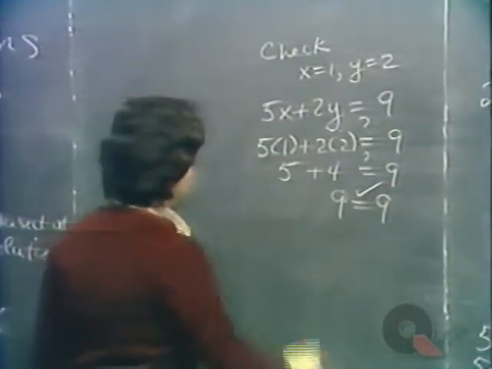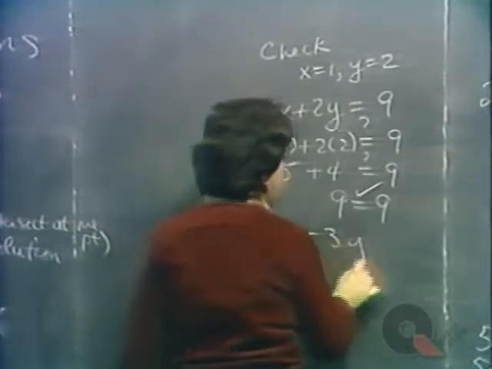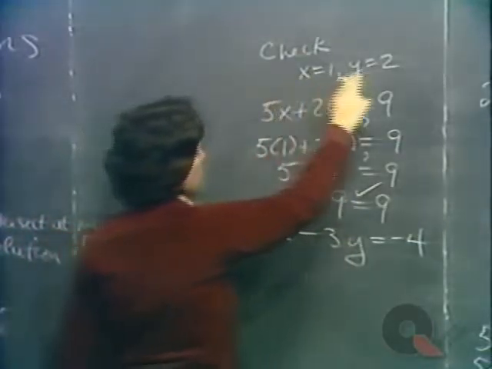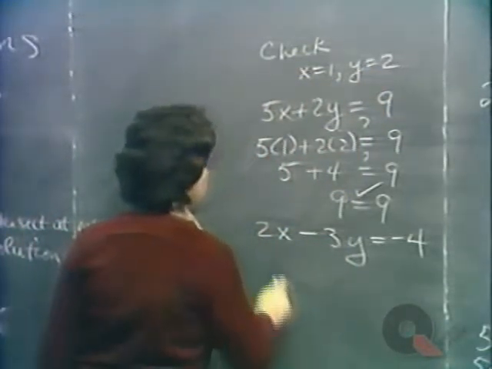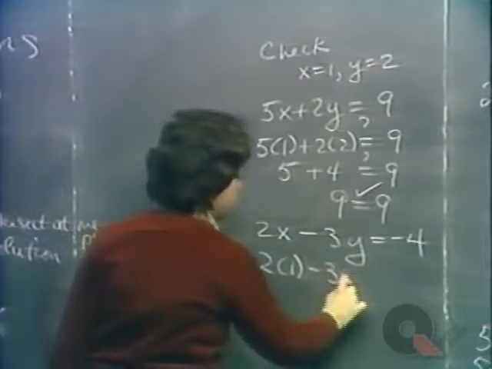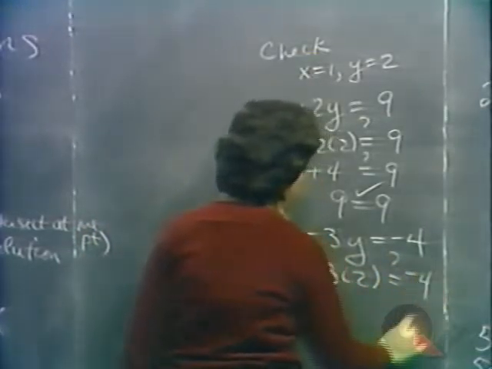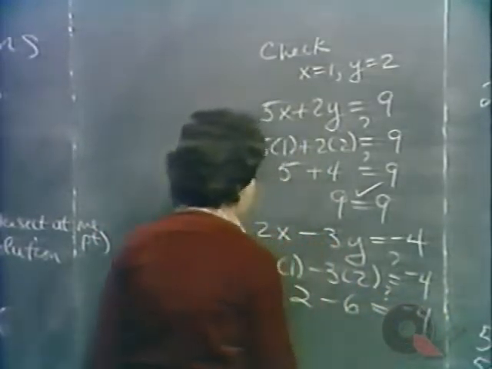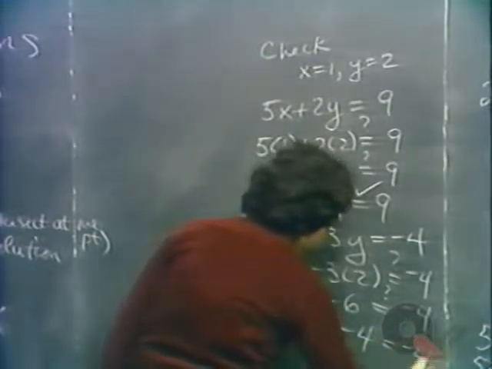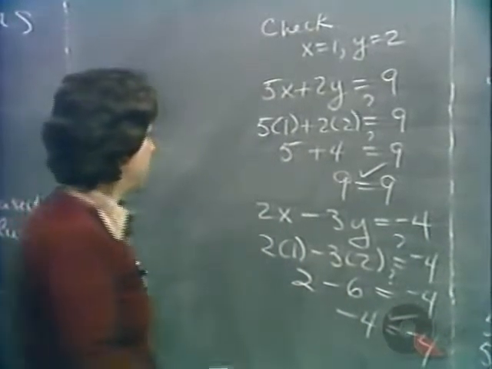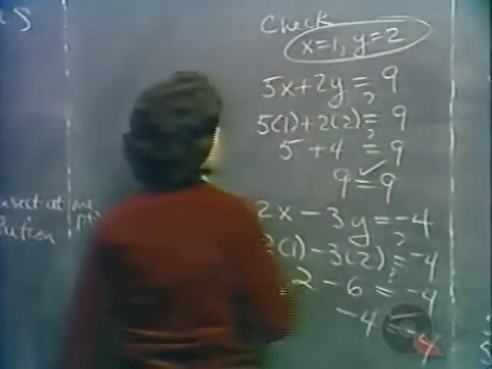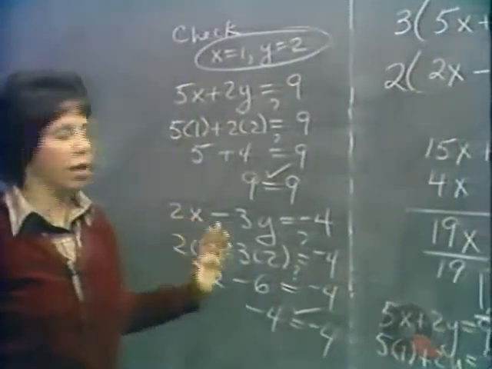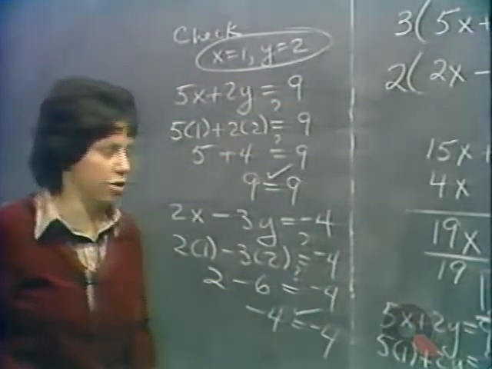The second equation was 2x minus 3y equals minus 4. Okay, once again, letting x equal 1 and y equal 2, we should get a true statement. 2 times 1 minus 3 times 2 should be equal to minus 4. 2 minus 6 should be equal to minus 4. And minus 4 equals minus 4. It checks out. Okay, so we have found the solution. If you were to graph these two lines, they would intersect at only one point. The point would be 1, 2.